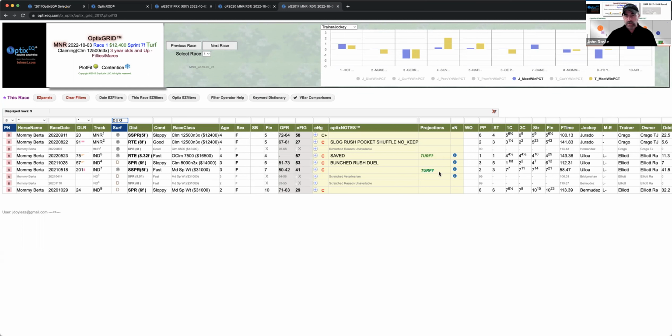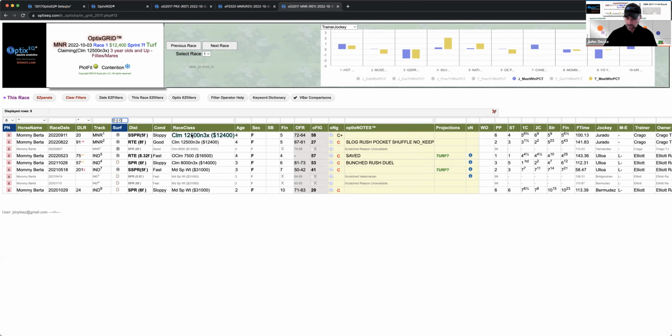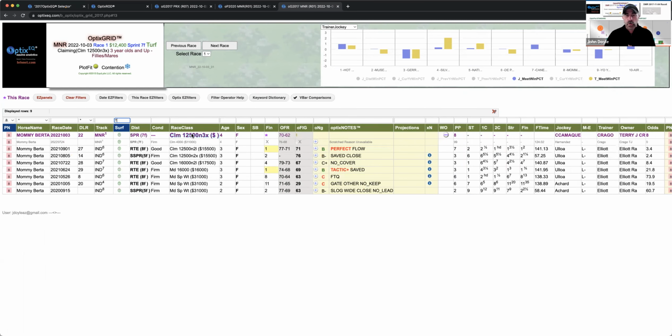This horse needs to get back to the turf. Now let's look at the turf races. Okay, completely different. 2 wins, 2 seconds, numbers that are probably on the order of 20 points higher, okay? So this horse is probably 20 points better.